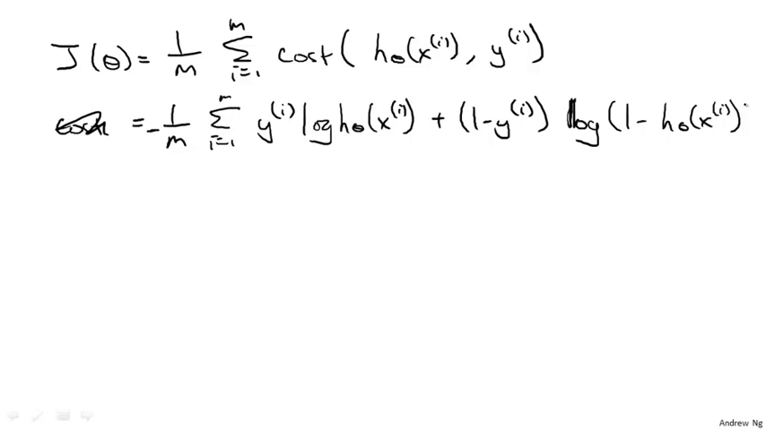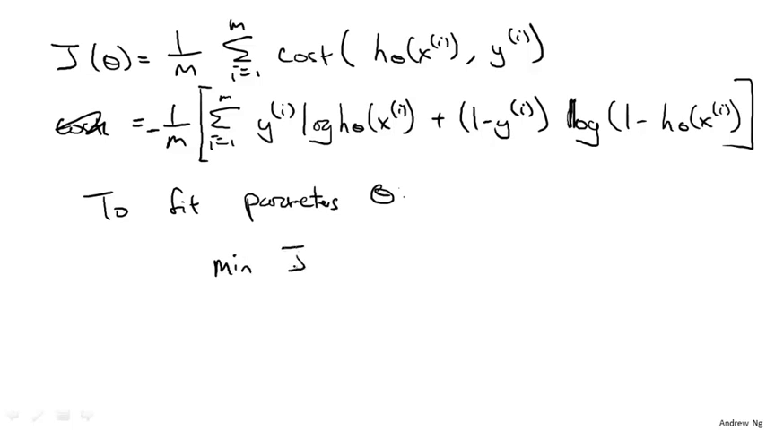Like so. And just put big square brackets around that. Okay. So to find the parameters, or to fit the parameters theta, what we're going to do is take our cost function J of theta and minimize J of theta as a function of theta, and this will get the parameters theta that we want.